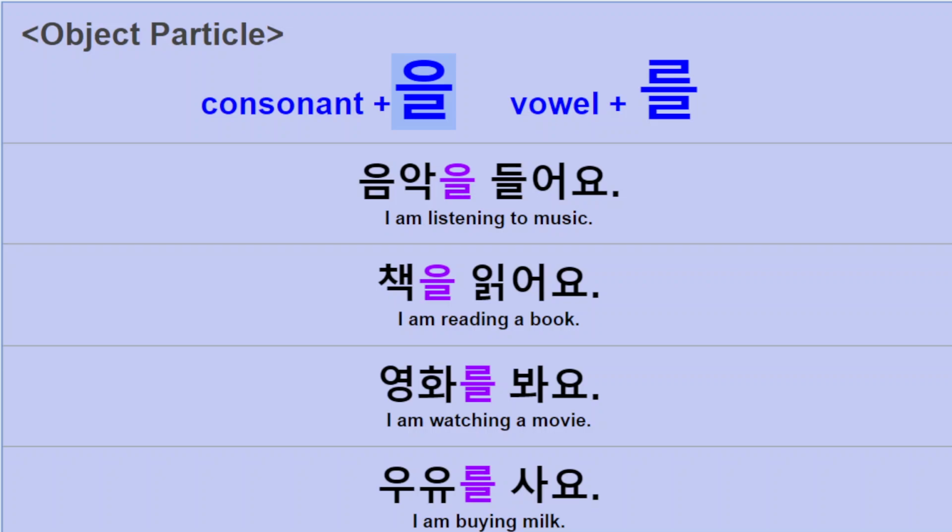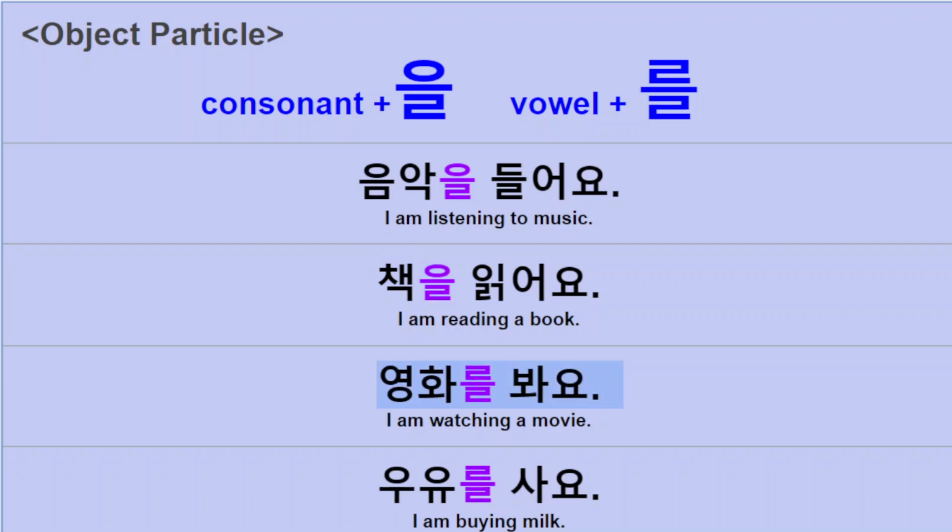So the thing is, you need to see the context. You need to see what you are saying. So yeah, that is why object and subject particles are really confusing, I guess. And next one, 책을 읽어요. So 책, a book, is the object here, right? So we need an object particle, and 책 ends in a consonant, so 을 is the right one.